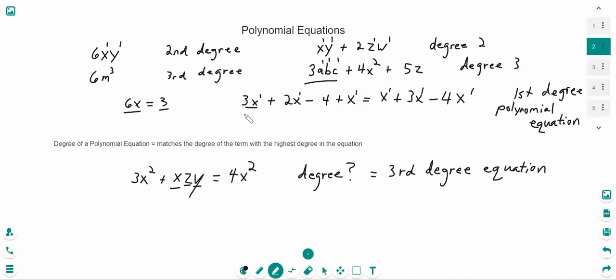Up here we have an equation in 1 unknown because the only variable is x. So just be familiar with that. If I say it's an equation in 2 unknowns, it just means there are 2 variables. If I say it's an equation in 4 unknowns, it's an equation with 4 variables. Okay, very good. Let's continue.